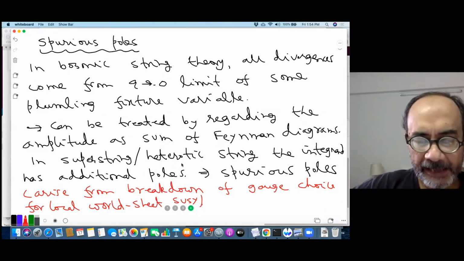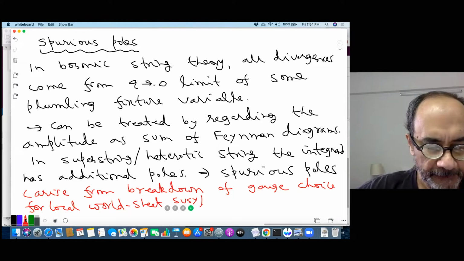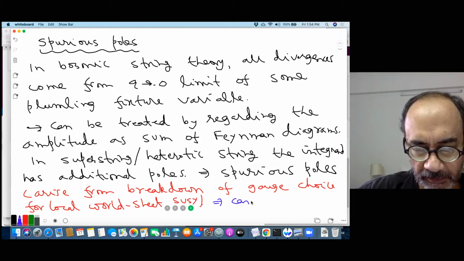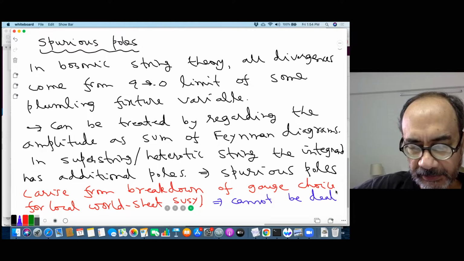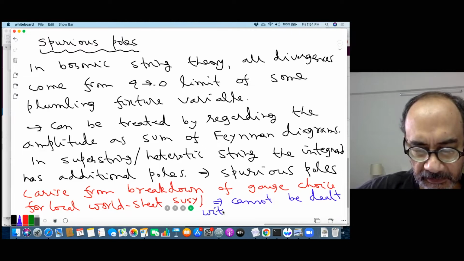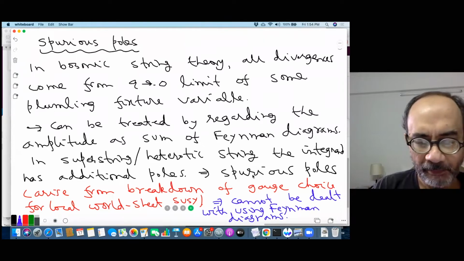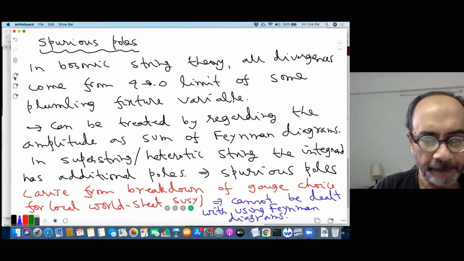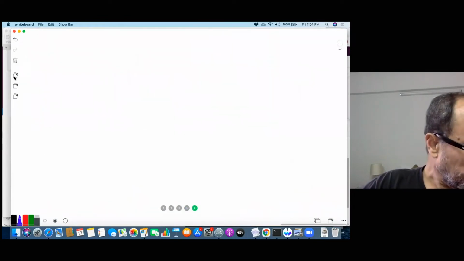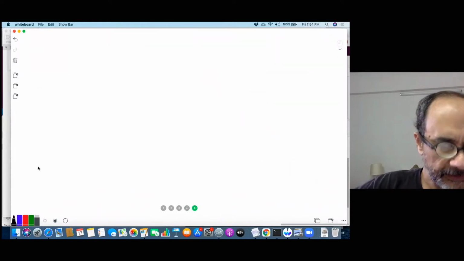And these cannot be dealt with using Feynman diagrams. So we will now describe where they come from and how we deal with this. Let me just give some examples first.